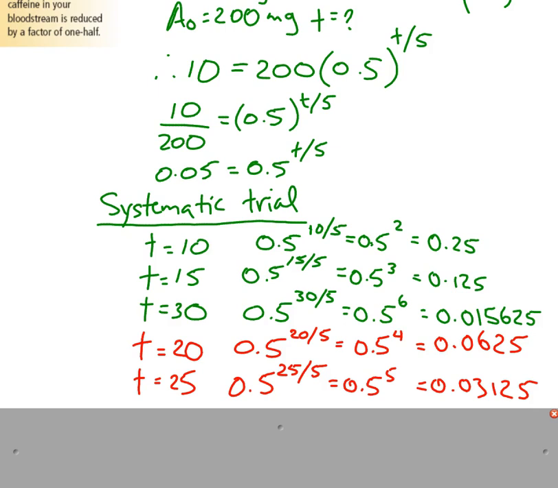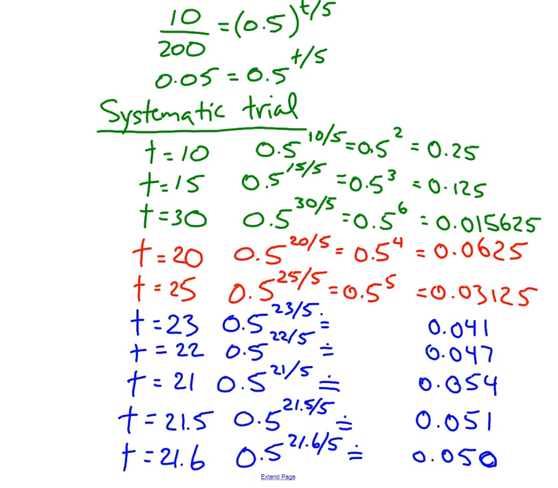Hopping along by 5 here, I see that t equals 20 is a little bit too high. t equals 25 is a little bit too low, so I'm getting closer. Okay, added a couple more values, and we can see that we're focusing in on 0.05 after 21.6 minutes. It is equal to 0.05, so 21.7 minutes, and it should be just a little bit below that level.